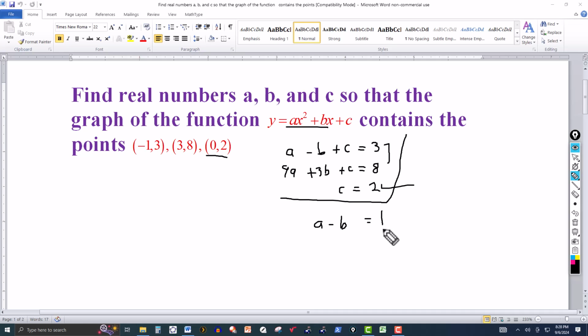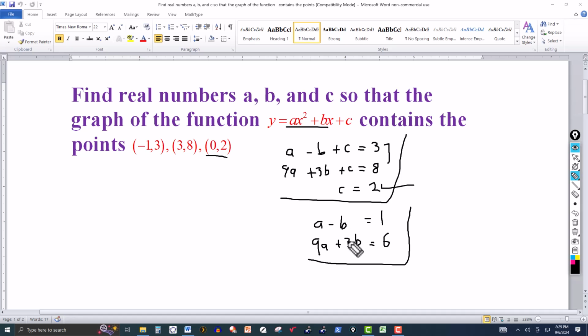Subtract it from the 3 and we get 1. So the equation is a minus b equal to 1. Now for the second one we have 9a plus 3b. We know that c is equal to 2, so put a 2 right there where the c is. Subtract it from the other side. 8 minus 2 is 6. So there we have it. Now we've reduced it down to a 2 by 2 system.